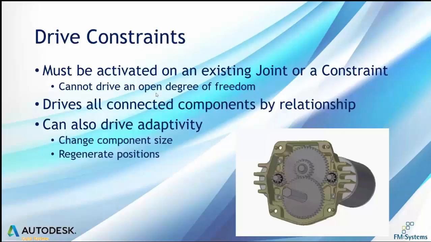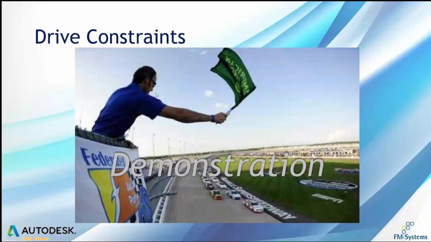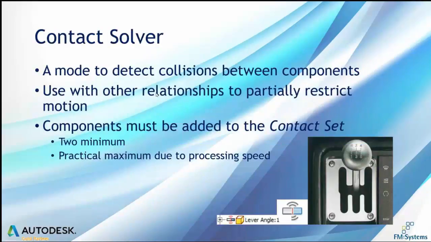Now, what I want to do next is speak about the contact solver. The contact solver will allow us to take something that we've looked at before, for example, that arbor press, and only be able to move components until they clash with other components that are part of that contact set. It allows us to detect collision. It also stops us from moving components that are already intersecting. So it gives a couple of things that we can use, and also lets us see where the interference is between them.